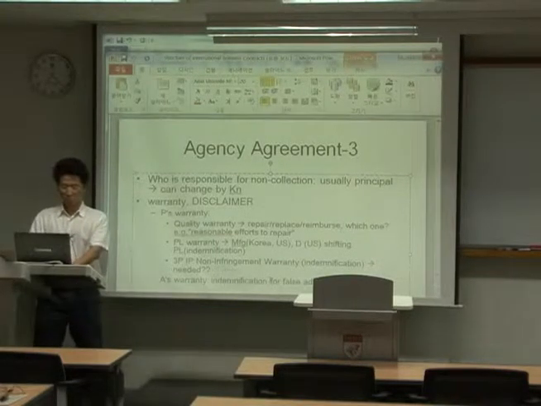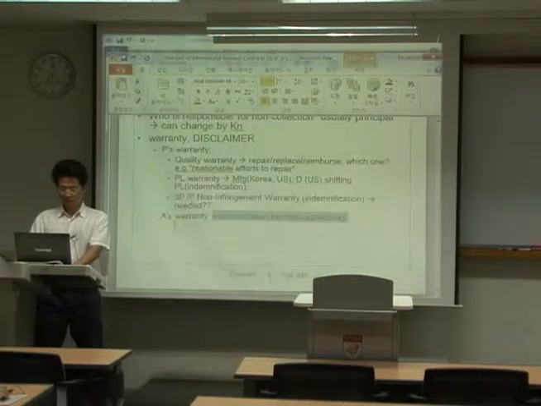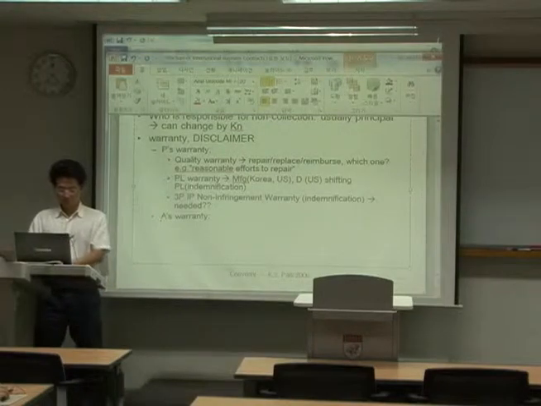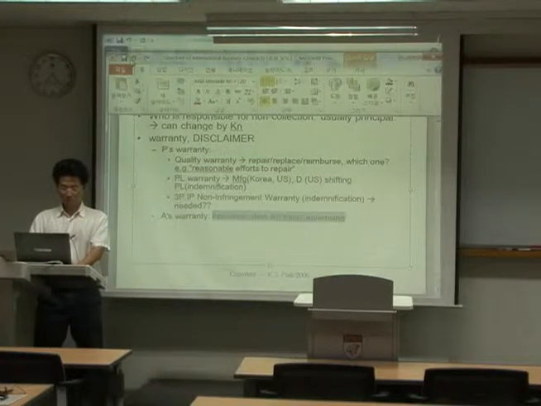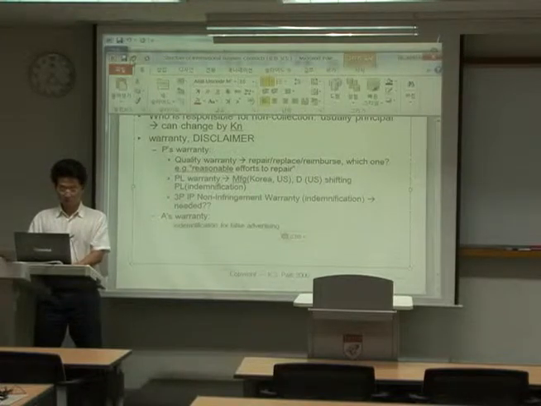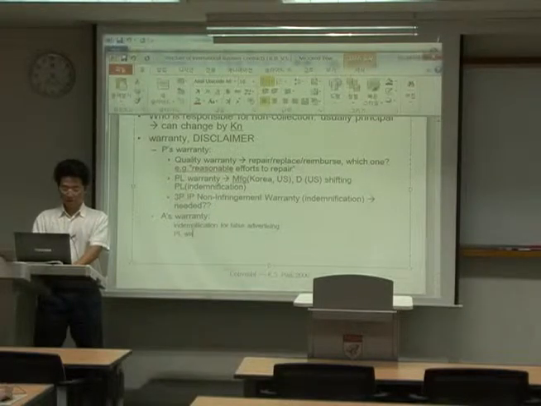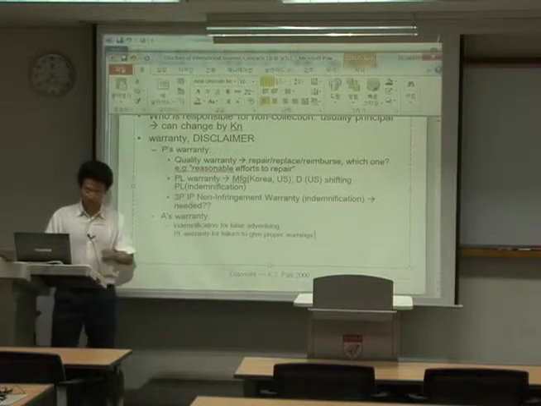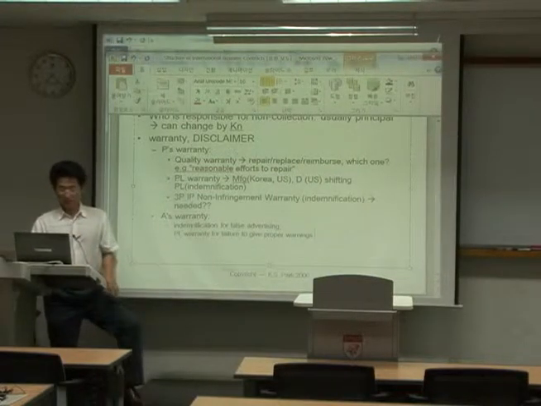So the agent's warranty is not just this. It's not just indemnification, false advertising. Now, is there a provision like that in the agreement?